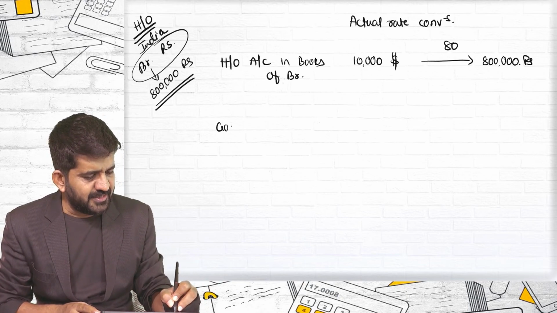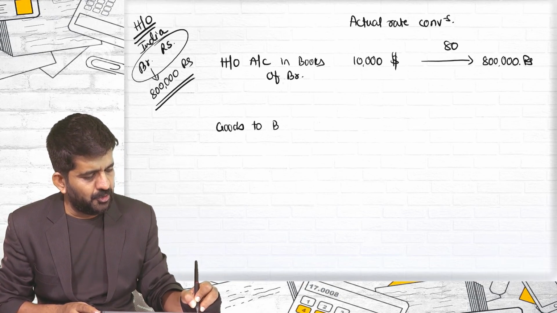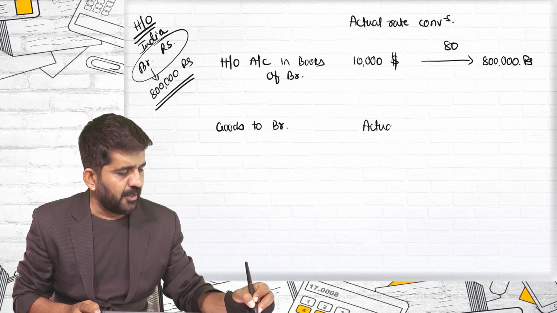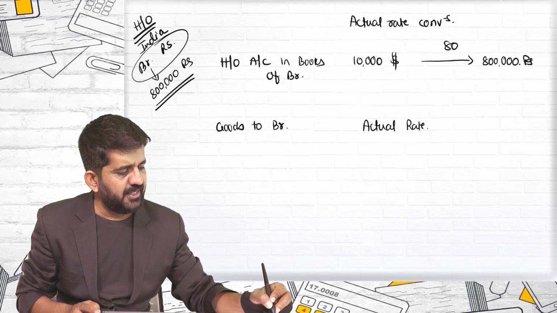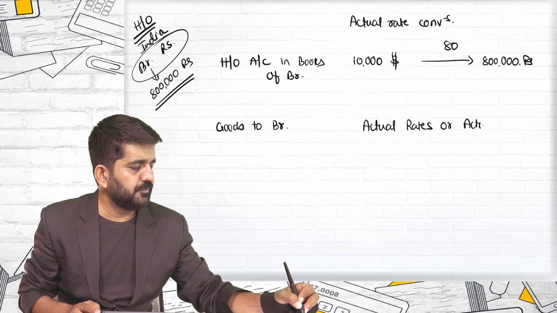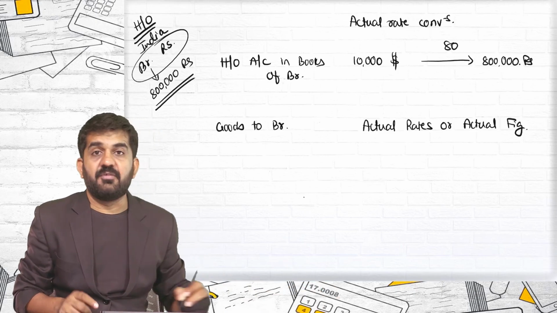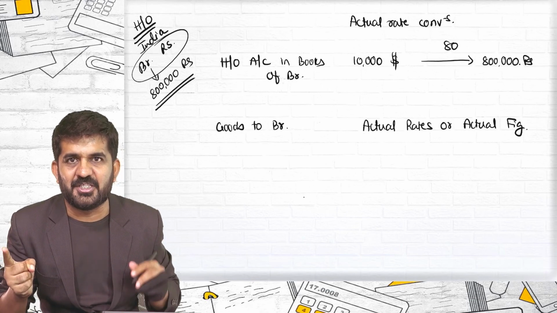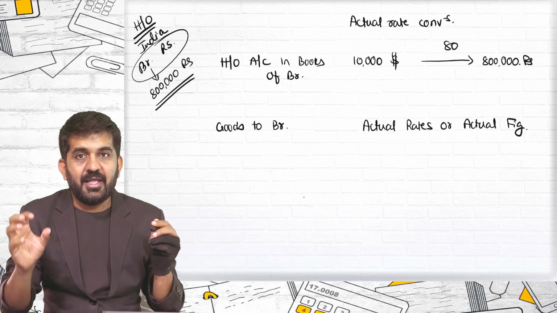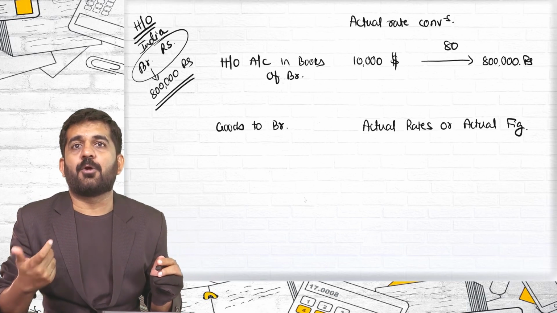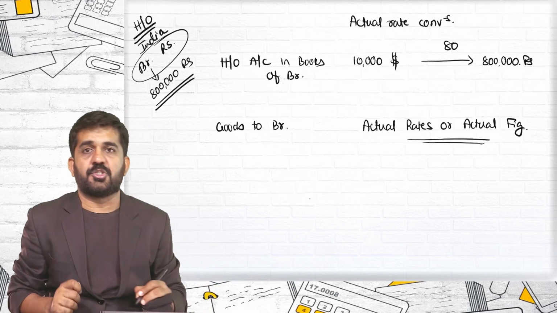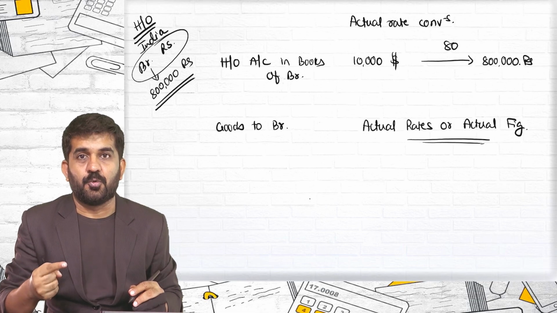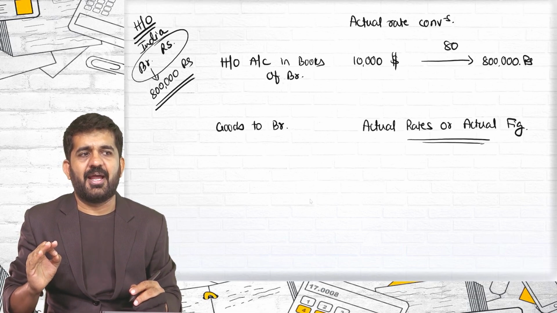Again, goods sent to branch, or in reverse, goods sent to HO, will also be recorded at actual rates or actual figures. When goods are sent by HO to the branch, HO records in rupees and the branch records in dollars. The figure which HO has recorded in rupees should be used for this particular figure. So the HO account in the books of the branch and goods sent to branch, these two figures will be recorded at actual rates.